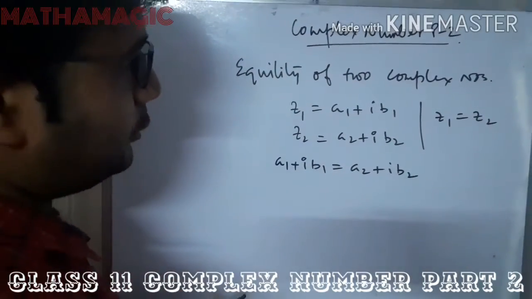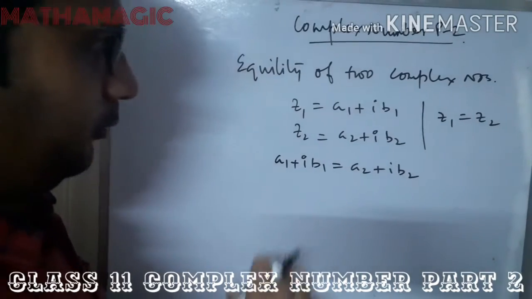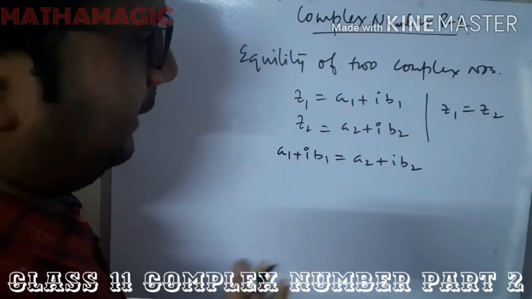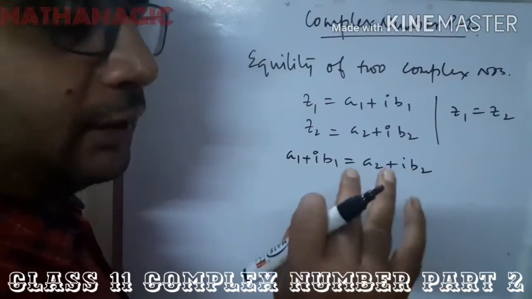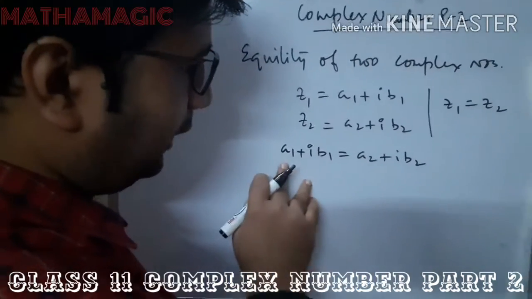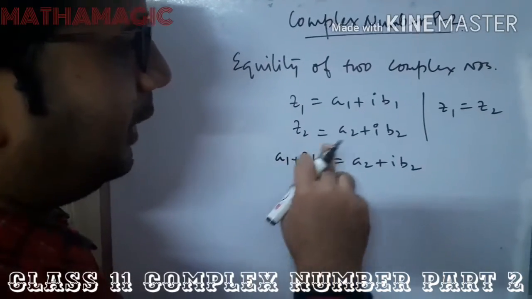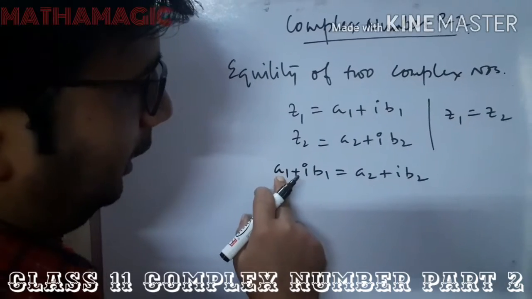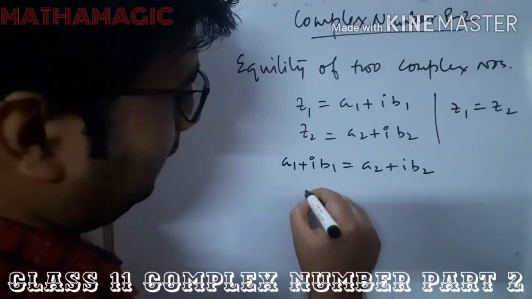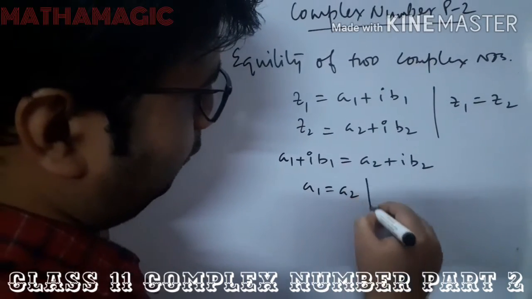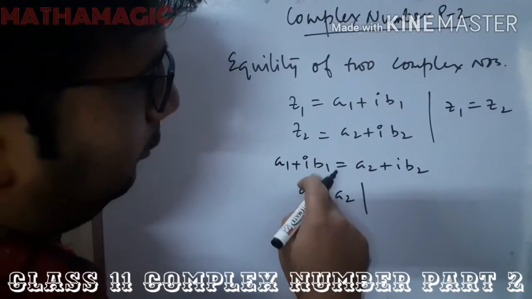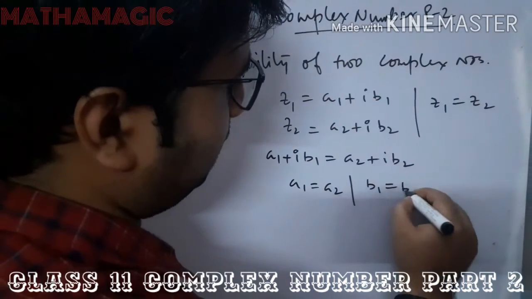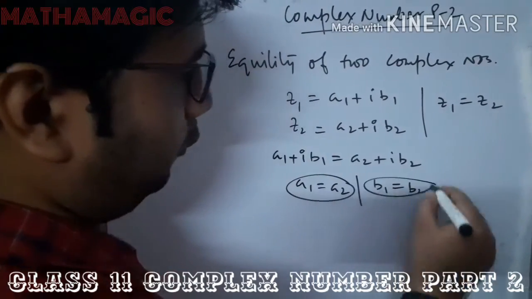Now, what are the things we can compare from both the equal sides or both the complex numbers? Remember it very thoroughly that we can compare only the real part with the real part and the imaginary part with the imaginary part. Now, if we compare the real part with the real part, then A1 is equal to A2, and if we compare the imaginary part with the imaginary part, then B1 is equal to B2. This is the equality of two complex numbers.